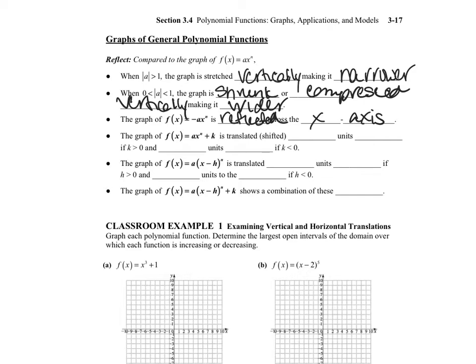So this is shifted k units up if k is positive, k units down if k is negative. It's translated h units right if h is positive, h units left if h is negative, because remember it's opposite, and this shows a combination of these translations.